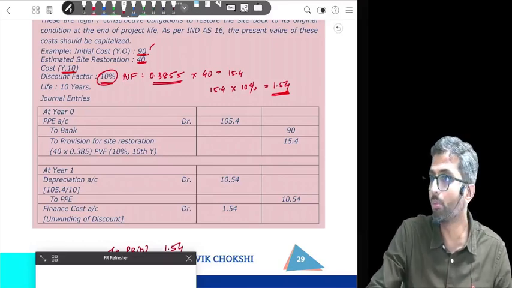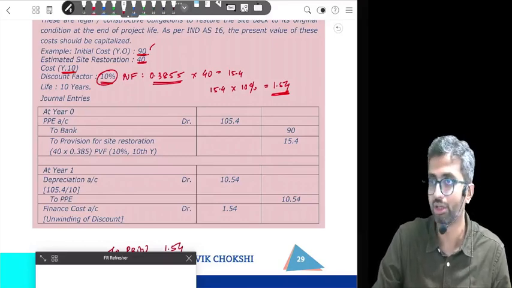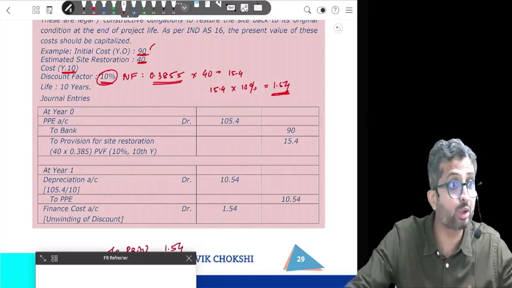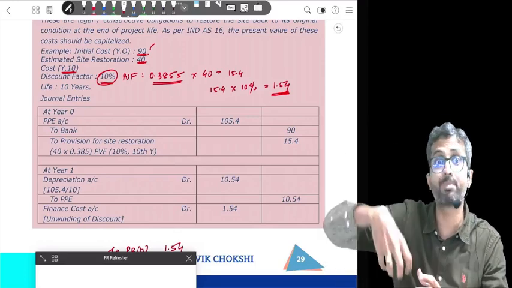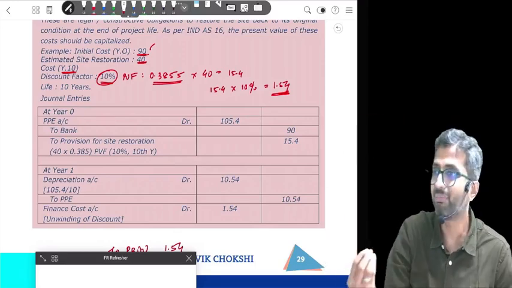So is there any obligation to clean up in the current year? At year 0, is there any obligation to clean up? But in the first year, you extract 10% of the total oil. The seabed gets damaged.